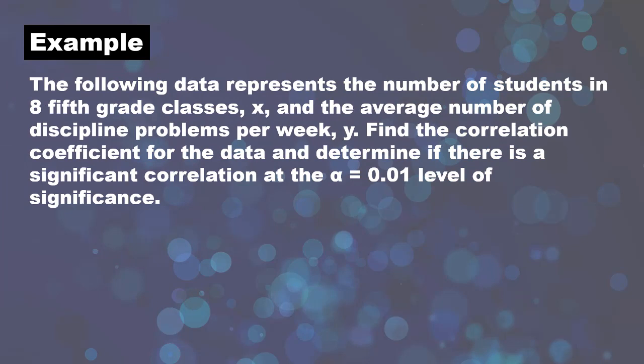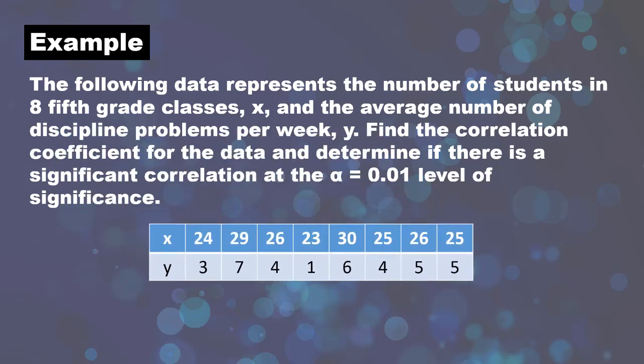The following data represents the number of students in 8 fifth grade classes, X, and the average number of discipline problems per week, Y. Find the correlation coefficient for the data and determine if there is a significant correlation at the alpha equals 0.01 level of significance. So here's our data. We have the number of students in the top row for our X's, so 24 students, 29 students, 26 students, 23 students, 30 students, 25 students, 26, and 25. And in the row for the Y's, those are how many discipline problems we had per week. So 3 discipline problems, 7, 4, 1, 6, 4, 5, and 5.